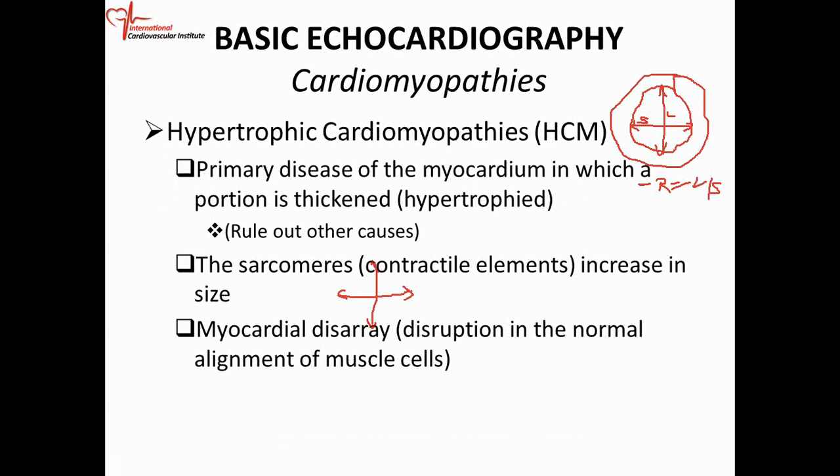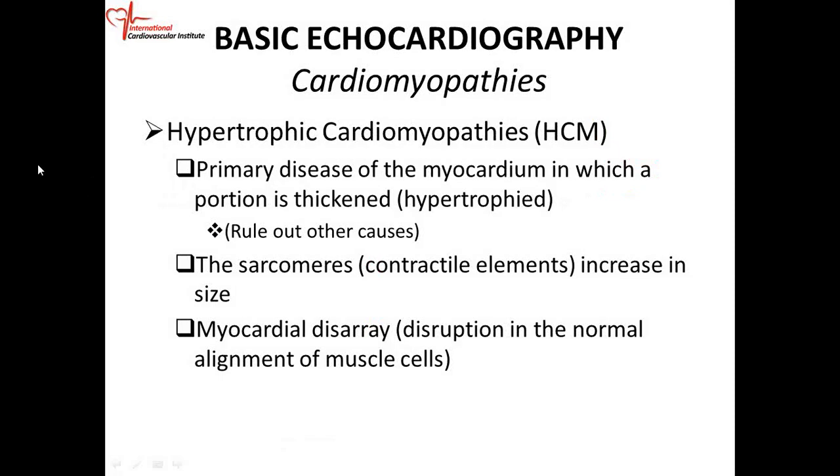Now we're going to move on. So that is dilated cardiomyopathy. Okay, we see a lot of those patients coming to the echo lab. So you should have a fair understanding of how to evaluate these patients and what you're looking for. We're going to move on to hypertrophic cardiomyopathy. Again, fairly common.